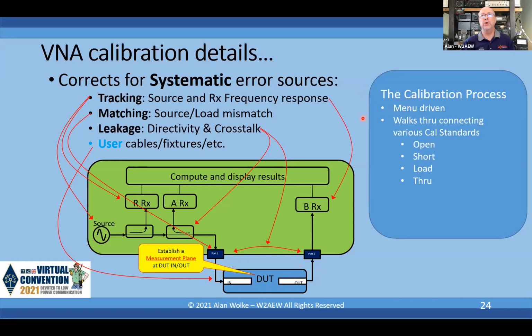It's a simple thing to go through, and it simply walks you through connecting various calibration standards in place of your DUT: an open, a short, a load, and a through. And then by taking these known devices, it can compute what all these errors are and then mathematically remove them from your results.